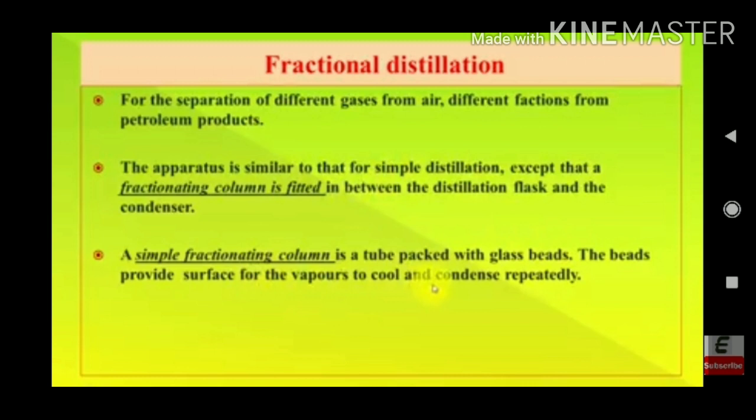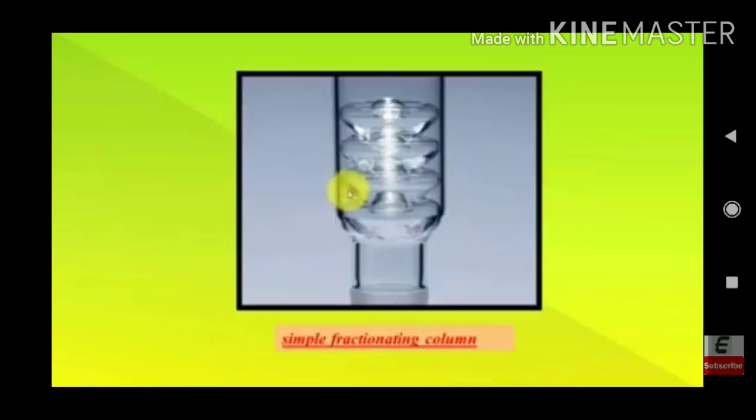Okay students, now it is more or less the same as the distillation process. The only difference is that here the fractionating column is also used. The fractionating column is packed with glass beads. Now these glass beads, because the vapor that rises up will condense back and form the liquid.